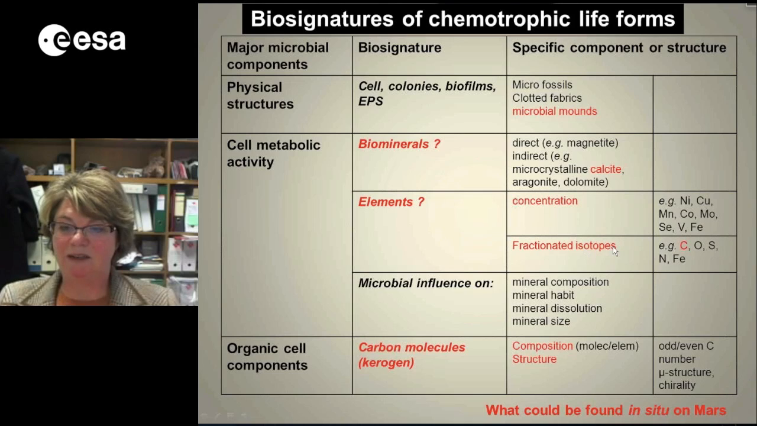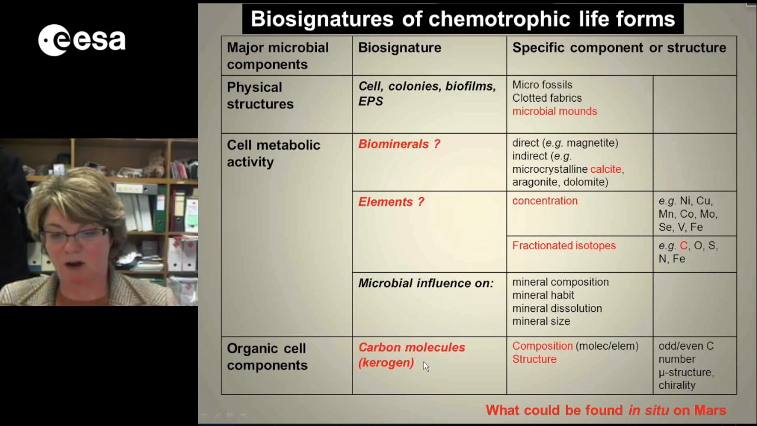What about the fractionated isotopes? Well, we could analyze the carbon isotopes, but we still need to have a good understanding of the abiogenic carbon signature on Mars, the carbonate signature on Mars. The instrumentation on the two missions can give us some information about the carbon molecules. We should be able to get some information about the composition and the structure of the carbon molecules, but to a much lesser degree than that which we can obtain in a terrestrial laboratory.